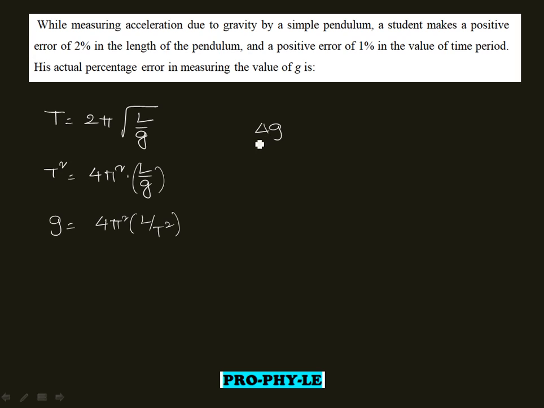So delta G by G will be equal to delta L by L plus 2 into delta T by T. Delta L by L is given as 2%, and in the time period the error is given as 1%, so the total error will be 4%.